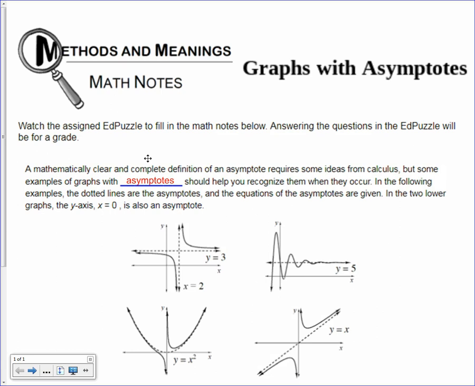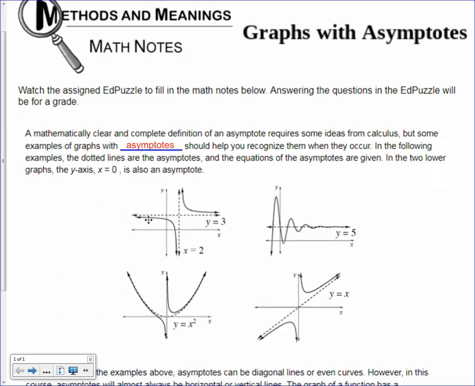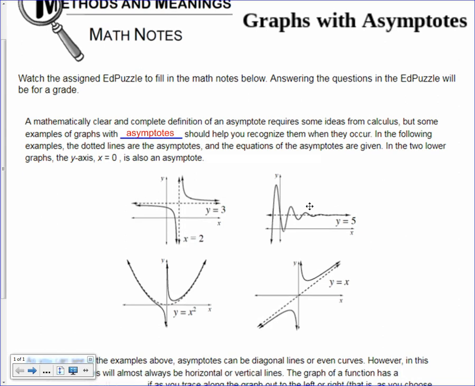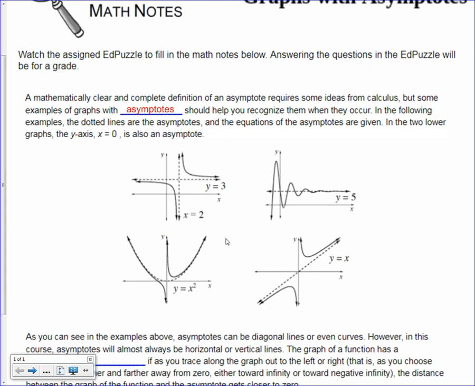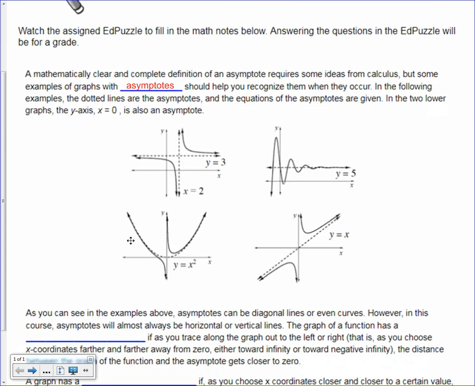In the two lower graphs, the y-axis, x equals 0, is also an asymptote. So in this first graph, we have two asymptotes, a horizontal asymptote and a vertical asymptote, where y equals 3 and x equals 2. In this graph, we have an asymptote that goes kind of through it. It's y equals 5. Y equals x squared is an asymptote here. And then we have a diagonal asymptote of y equals x.